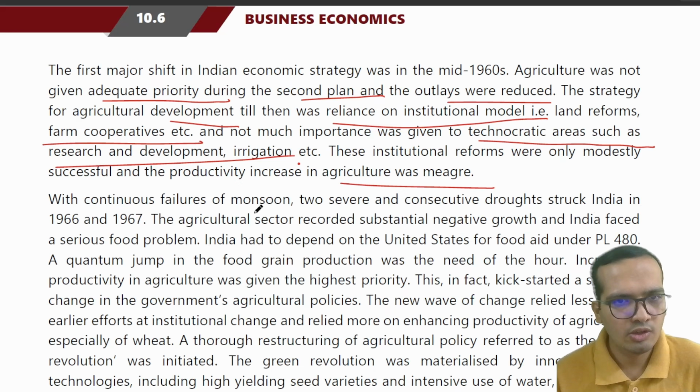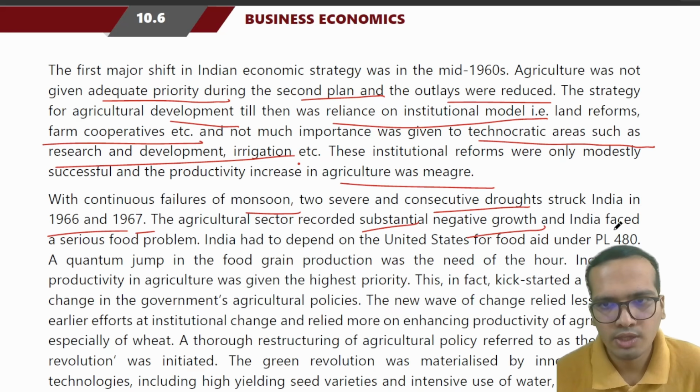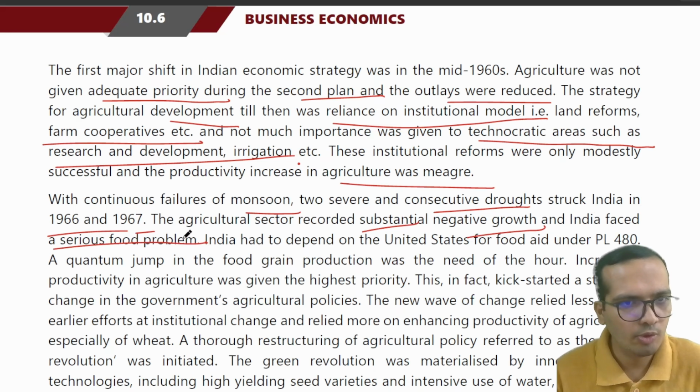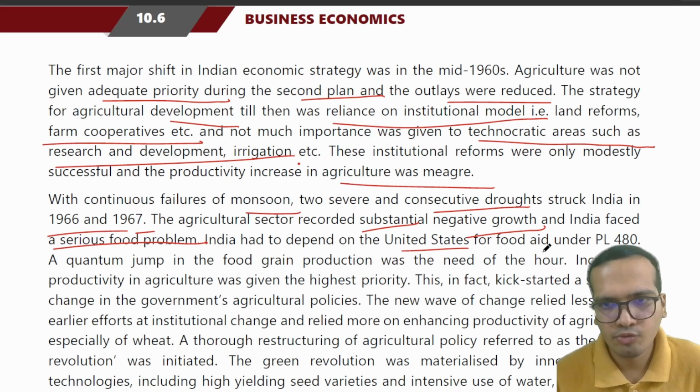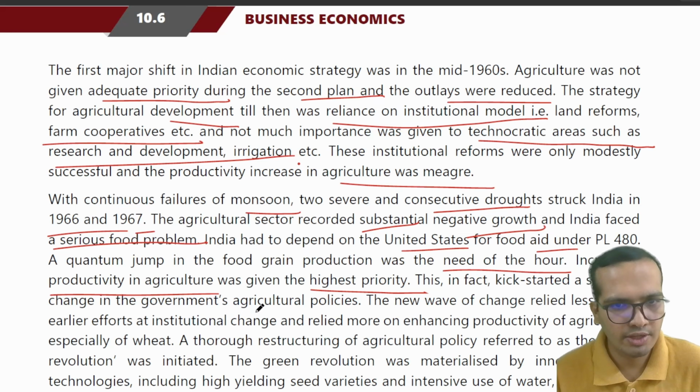With continuous failure of monsoon, two severe and consecutive droughts struck India in 1966 and 67. The agriculture sector recorded substantial negative growth and India faced a serious food problem. India had to depend on the US for food aid under PL 480. A quantum jump in the food grain production was the need of the hour. Increasing productivity in agriculture was given the highest priority. This, in fact, started a strategic change in the government's agriculture policy.